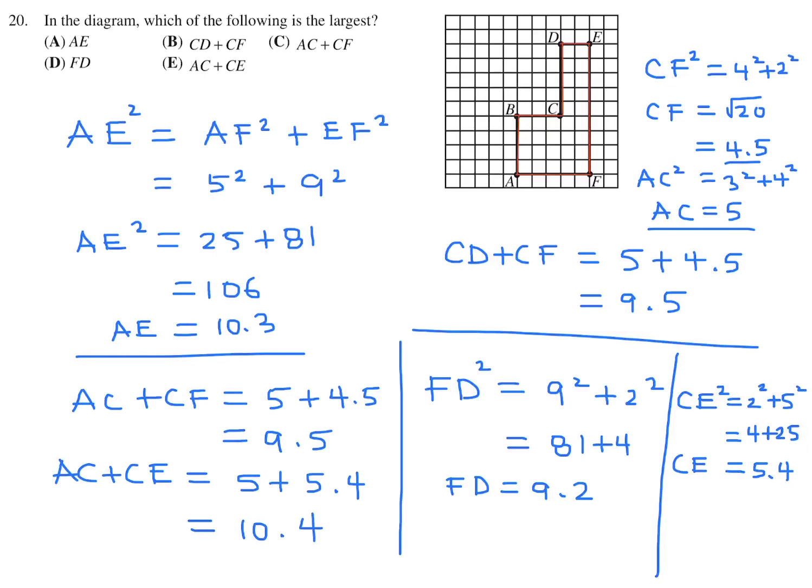Okay, they made us work on number 20. Choice A, AE, 10.3. Choice B, CD plus CF, 9.5. Choice C, AC plus CF, 9.5. Choice D, FD, 9.2. And finally, E, AC plus CE is 10.4. Which is the largest? It's choice E.